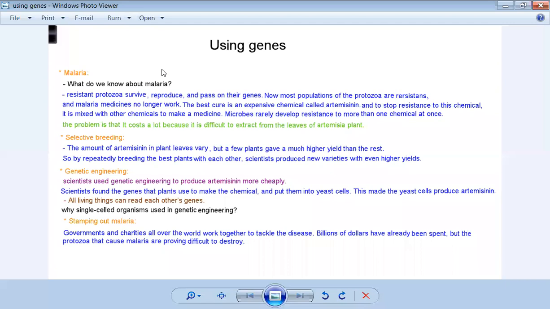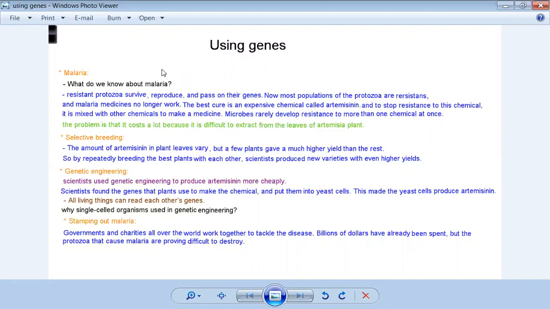Why is selective breeding not that successful sometimes? Because it can take time to grow the plant, to breed them together, to provide the suitable conditions or environment for them, to wait until they grow, and also to extract, because, as I said, it's difficult to extract this chemical from the leaves. So it will take more time to get this chemical. So they can use another way, which is genetic engineering.